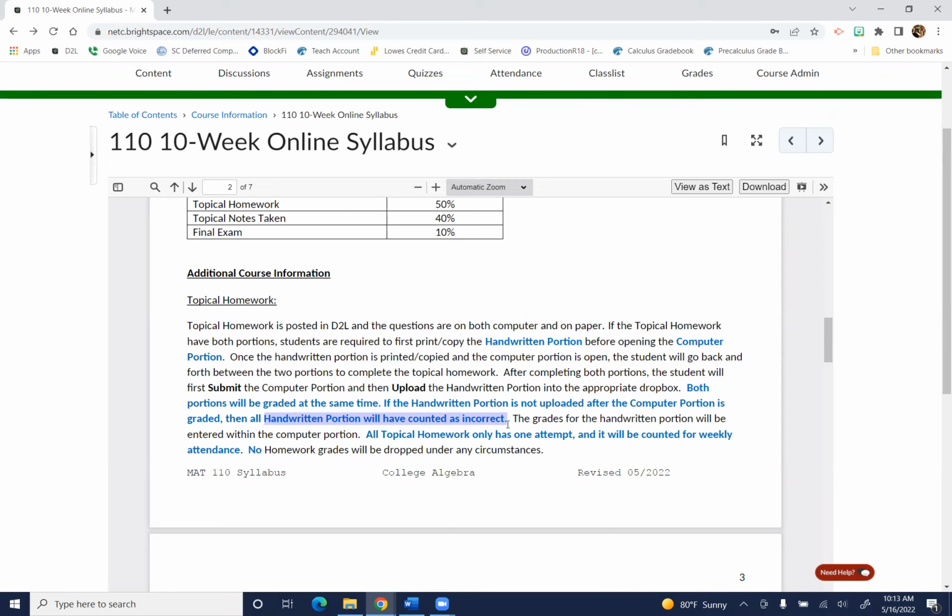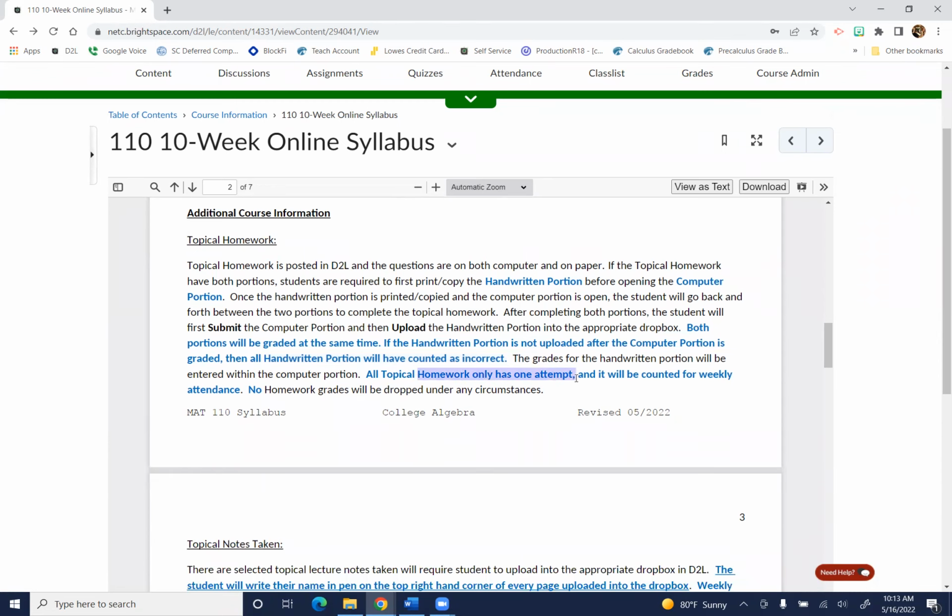Whatever you do for the handwritten portion, the grades for those problems will be entered within the computer portion. That's why I'm grading both portions simultaneously. So don't forget, once you submit the computer portion, you need to upload the handwritten portion right away, so I can grade both portions at the same time. Otherwise, I will not go back and grade the handwritten portion. For all the homework, you only get one attempt.